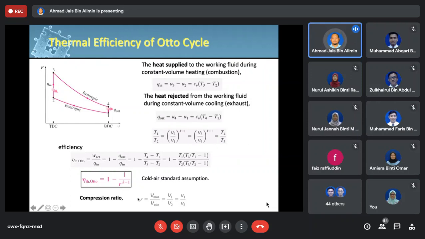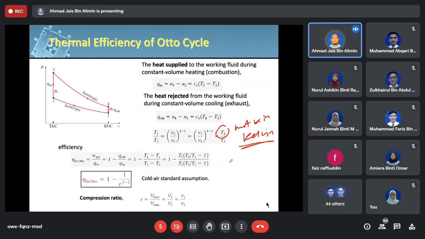So what is R? R is the compression ratio, which is the ratio between the maximum volume divided by the minimum volume. A note to the students: when you are using this equation to do some calculation, please remember that the temperature must be in Kelvin. Okay, when you do this calculation, especially for internal combustion engines, or throughout the chapters in thermodynamics too, temperatures must be in Kelvin.